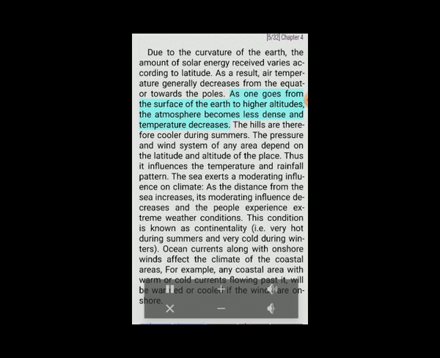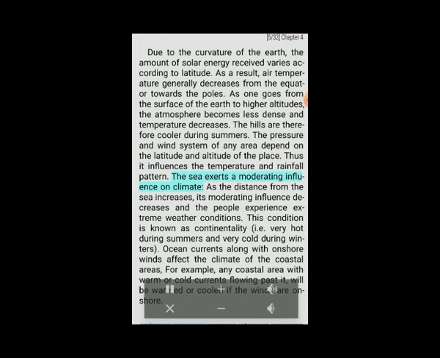As one goes from the surface of the Earth to higher altitudes, the atmosphere becomes less dense and temperature decreases. The hills are therefore cooler during summers. The pressure and wind system of any area depend on the latitude and altitude of the place. Thus it influences the temperature and rainfall pattern.